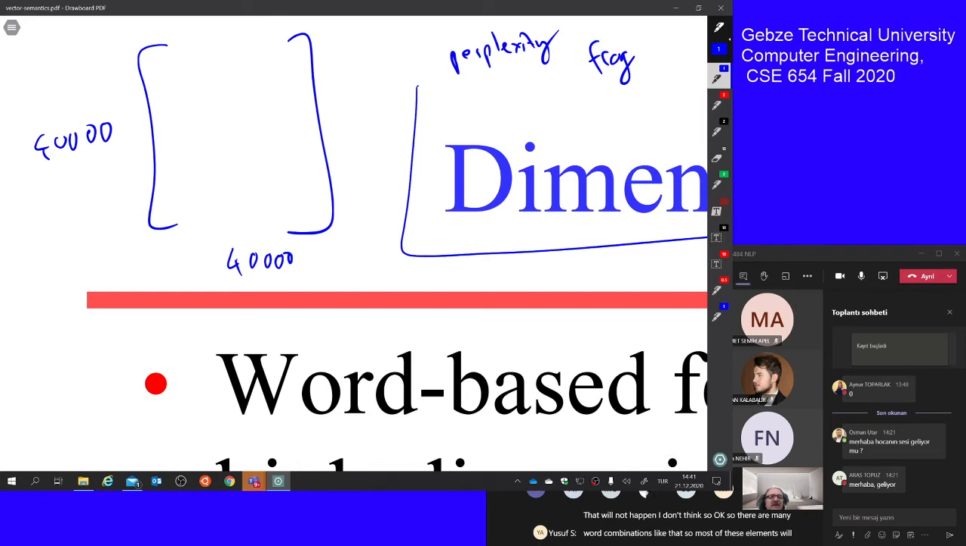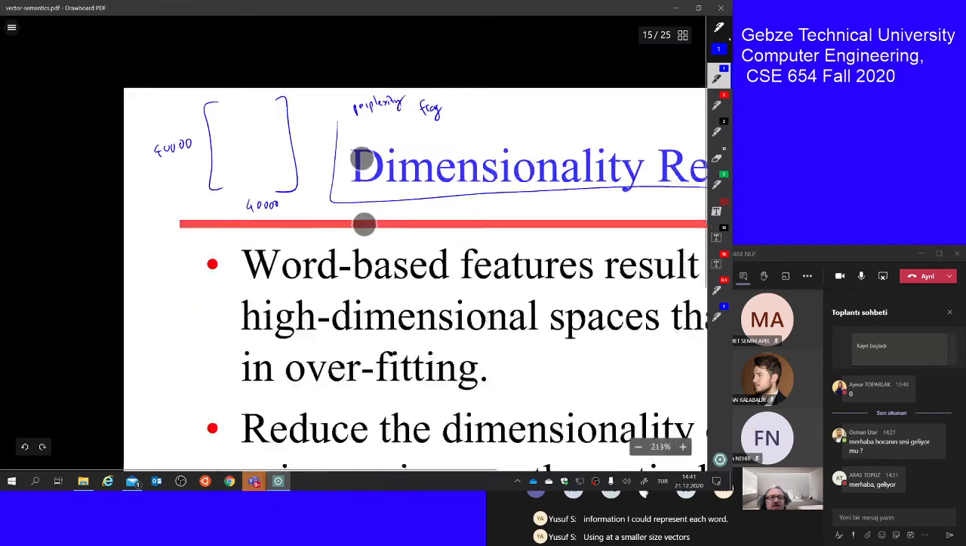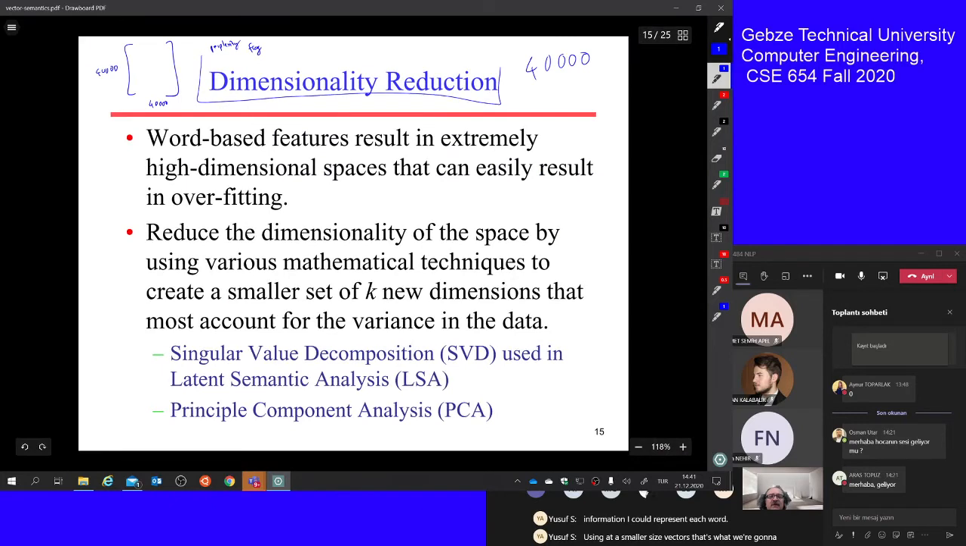So in fact, I could say that maybe without losing much information, I could represent each word using smaller size vectors. That's what we are going to do. We are going to reduce the dimensionality of the space by using various mathematical techniques. One of them is going to be principal component analysis.